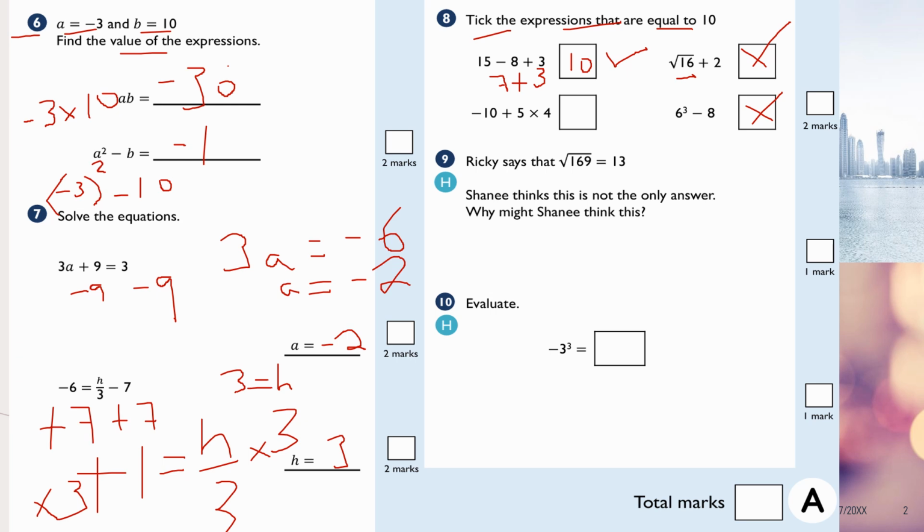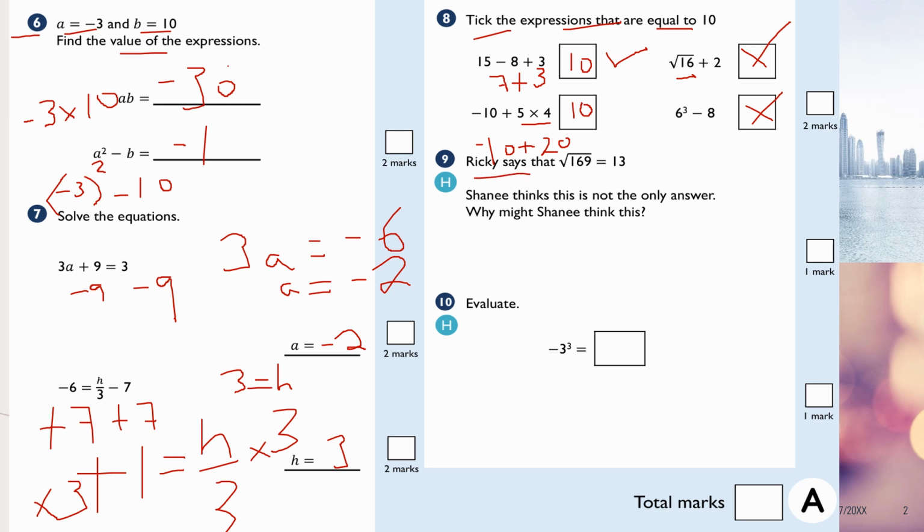Next one, here I'm going to use BIDMAS. So 5 times 4 is 20. You have minus 10, or negative 10, plus 20 is 10. It's 9. So the capital H here means for higher tier only, or it's more actually foundation here as well. But these are exam style questions that can appear on a typical GCSE exam paper for AQA, Edexcel, or OCR.